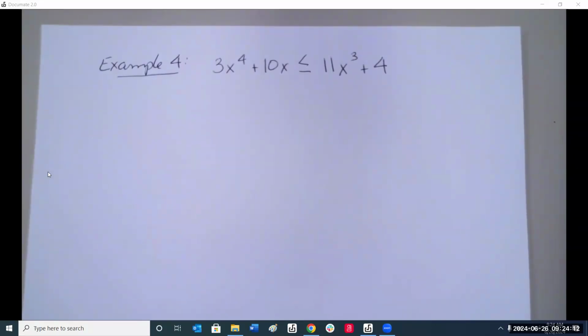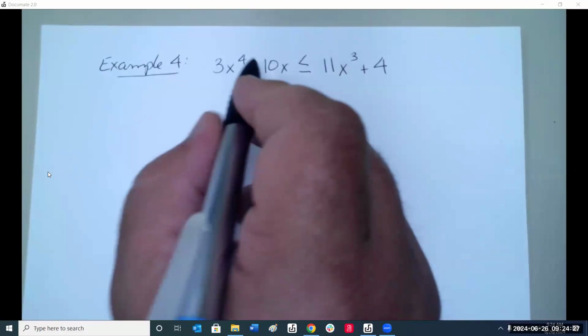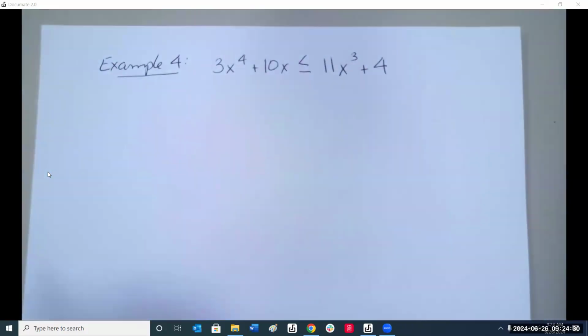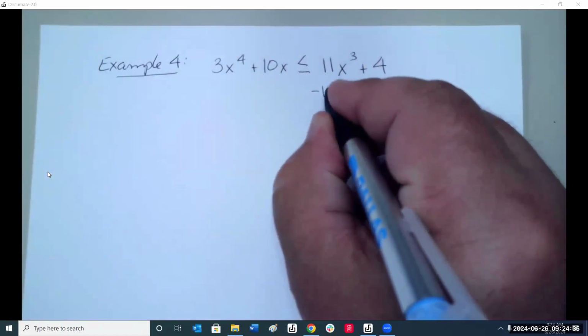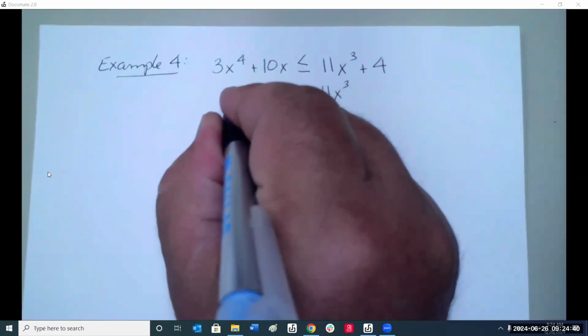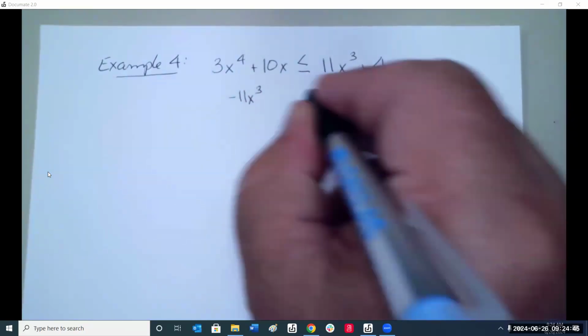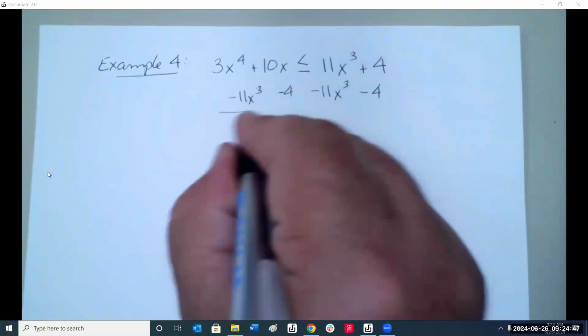So what's the first step? So which one do we move where? Yeah, because here's the biggest exponent. It's positive, so this has got to stay here. Everything will go on that side. If it was negative, we move it to the other side. So we've got to get rid of the negative. We get rid of the 11x cubed by subtracting it from both sides, and then get rid of the 4 by subtracting it from both sides.